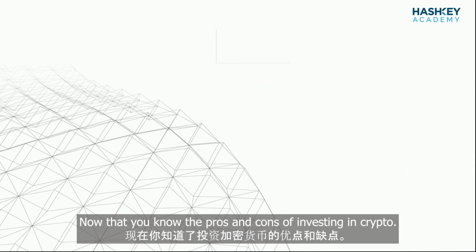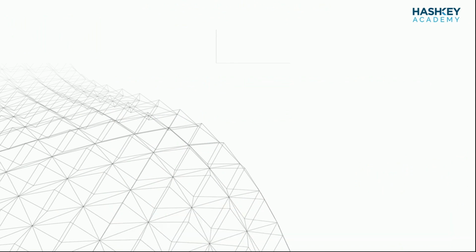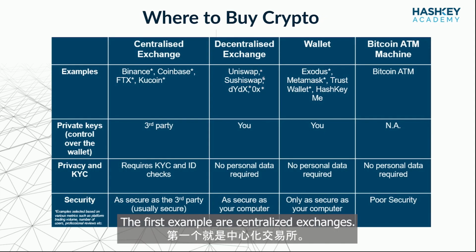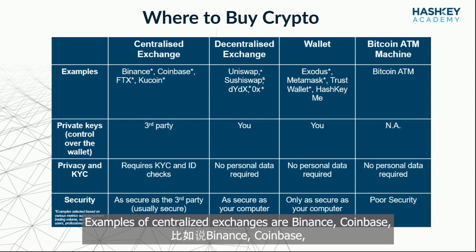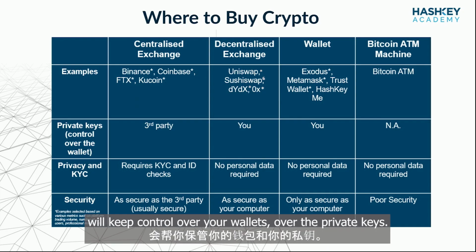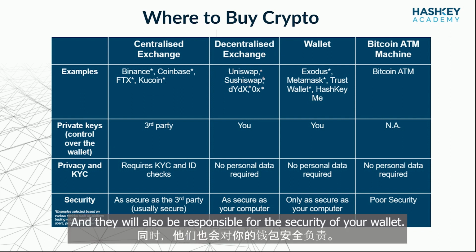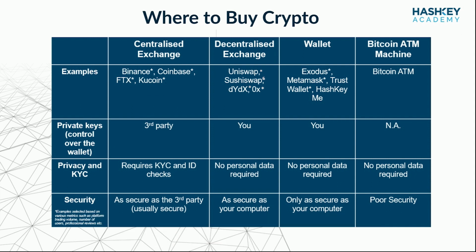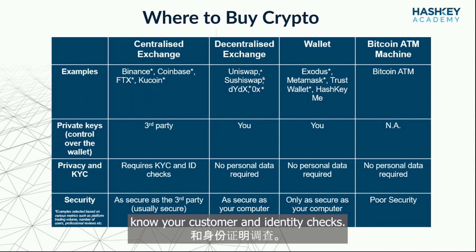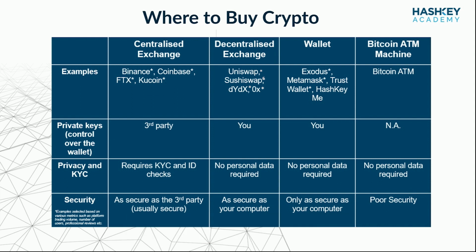Now that you know the pros and cons of investing in crypto, let's learn where you can buy crypto. The first example is centralized exchanges. Examples of centralized exchanges are Binance, Coinbase, FTX, KuCoin. In this case, the third party, the centralized exchange, will keep control over your wallet, over the private keys. And they will also be responsible for the security of your wallet. In this case, KYC, Know Your Customer, and identity checks will also be required.